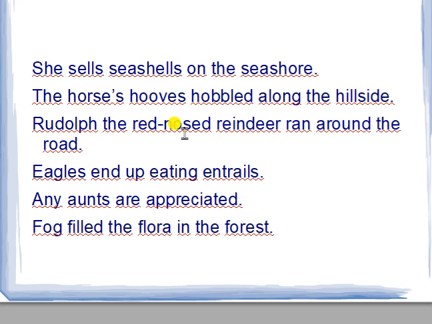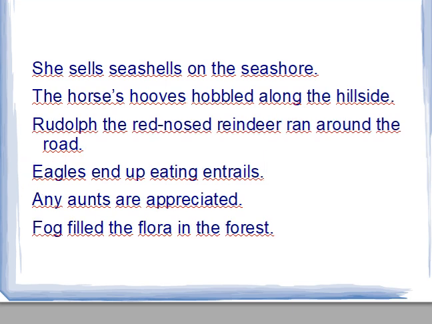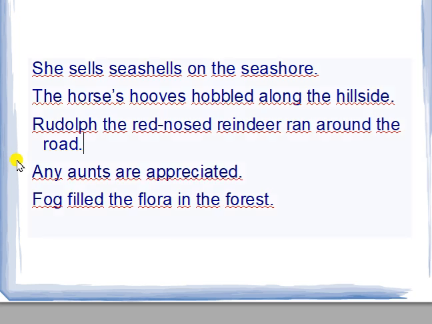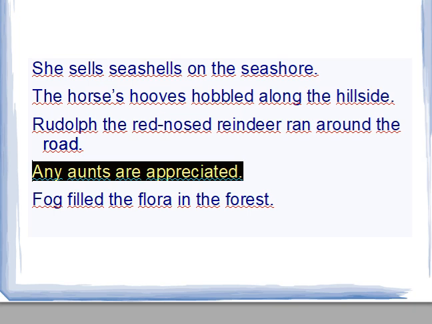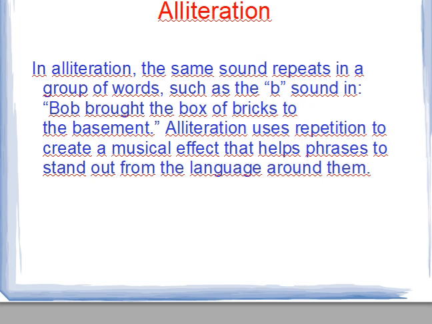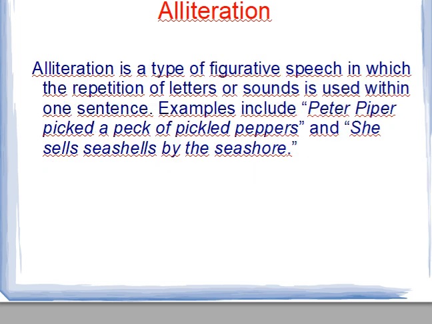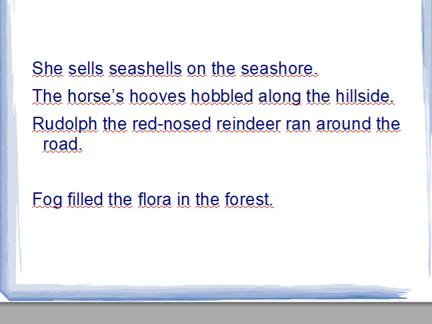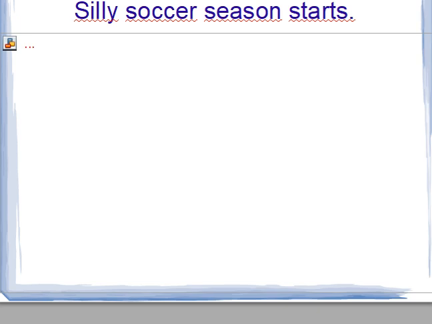Rudolph the red-nosed reindeer. This one's not really alliteration because it's E sounds. So this would actually fall under assonance, not alliteration. And I don't really like that one either. Fog filled the flora in the forest. We've looked at that one.